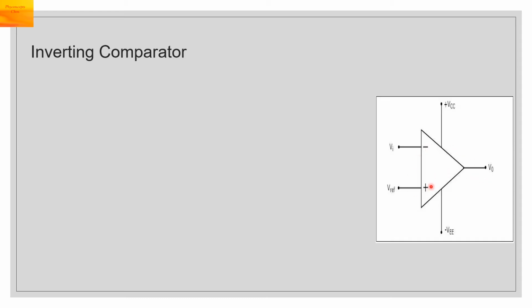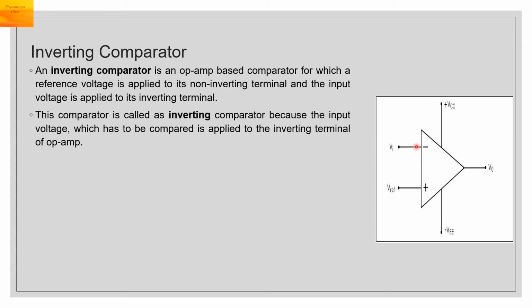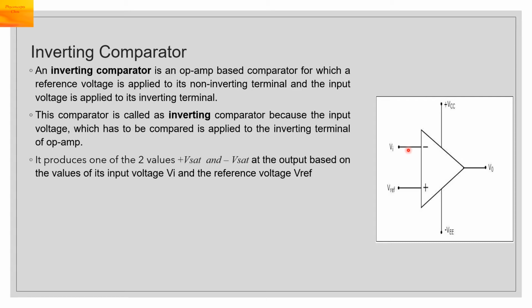Now this is an inverting comparator. In an inverting comparator, you have the reference voltage which you apply to the non-inverting terminal, and the input voltage is applied to the inverting terminal. The comparator is called an inverting comparator because the input voltage which has to be compared is applied to the inverting terminal of the op-amp. It produces one of the two values, plus Vsat and minus Vsat, at the output based on the values of the input voltage Vi and the reference voltage Vref.